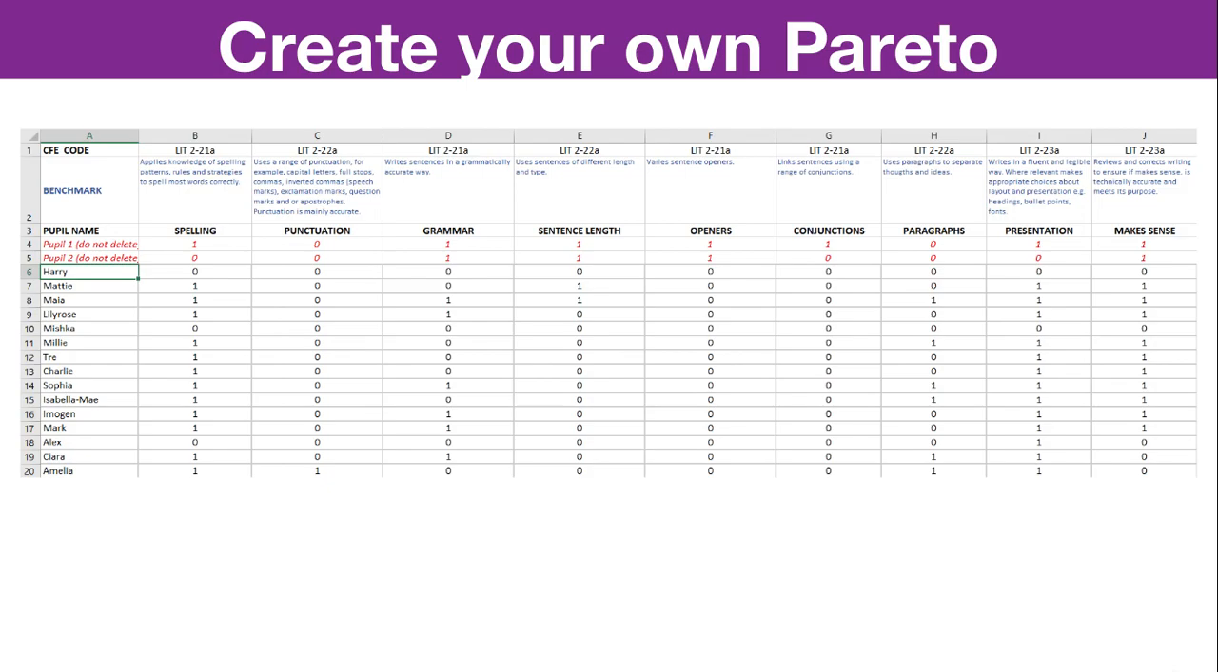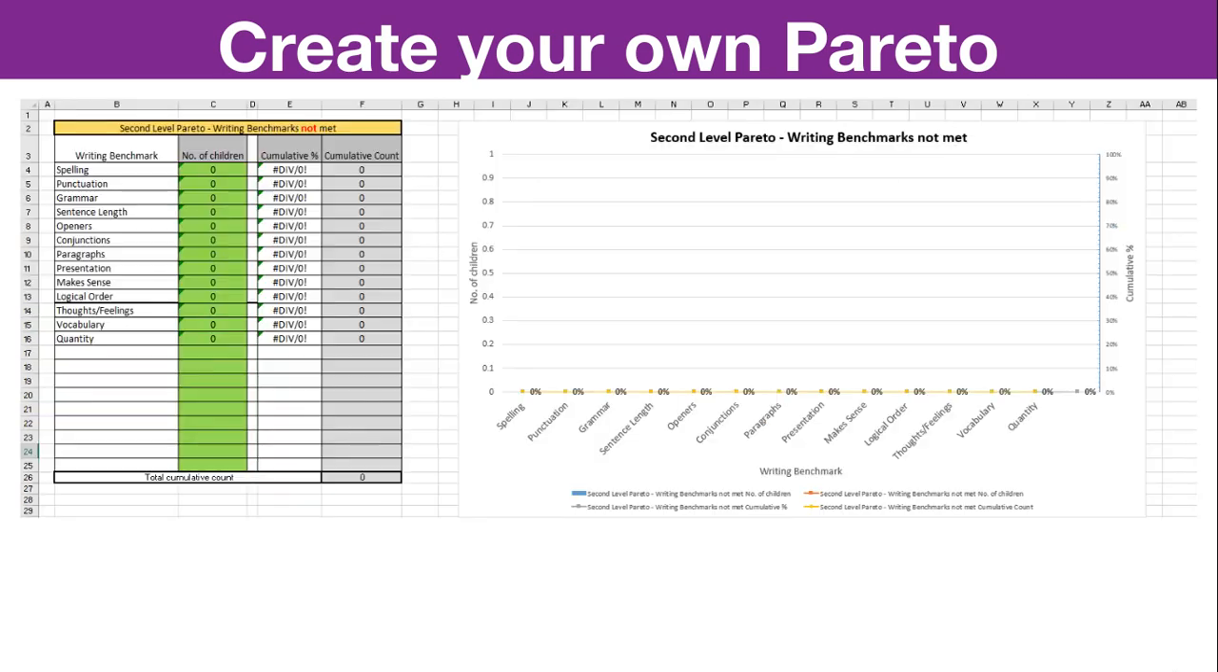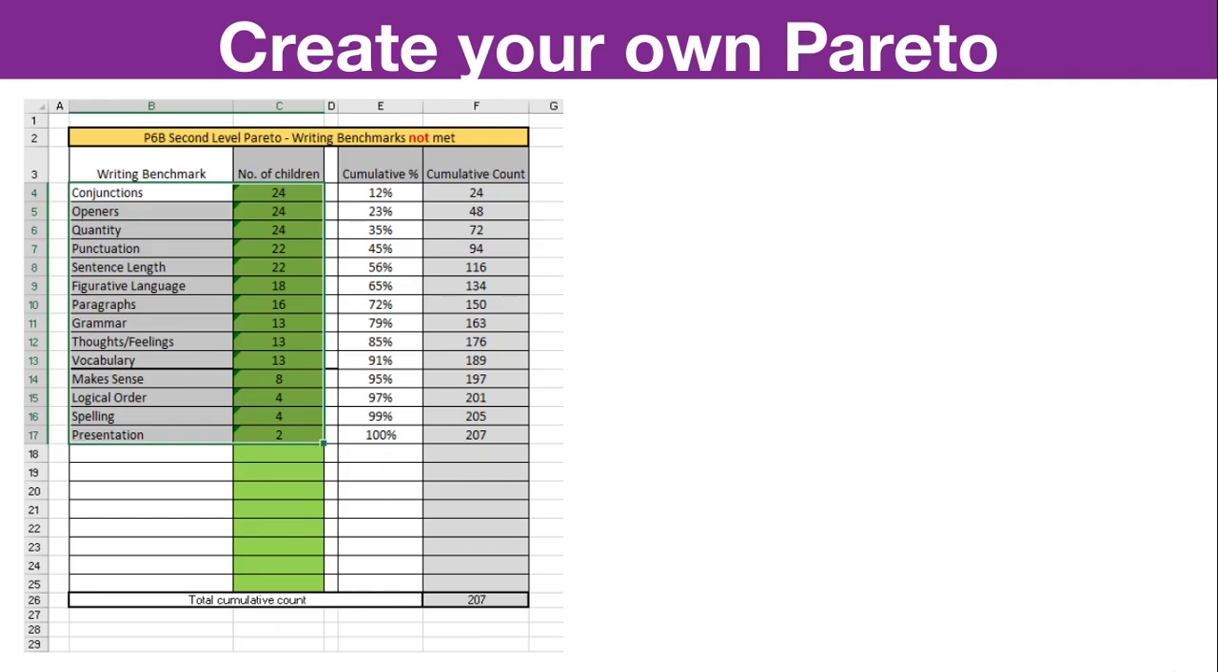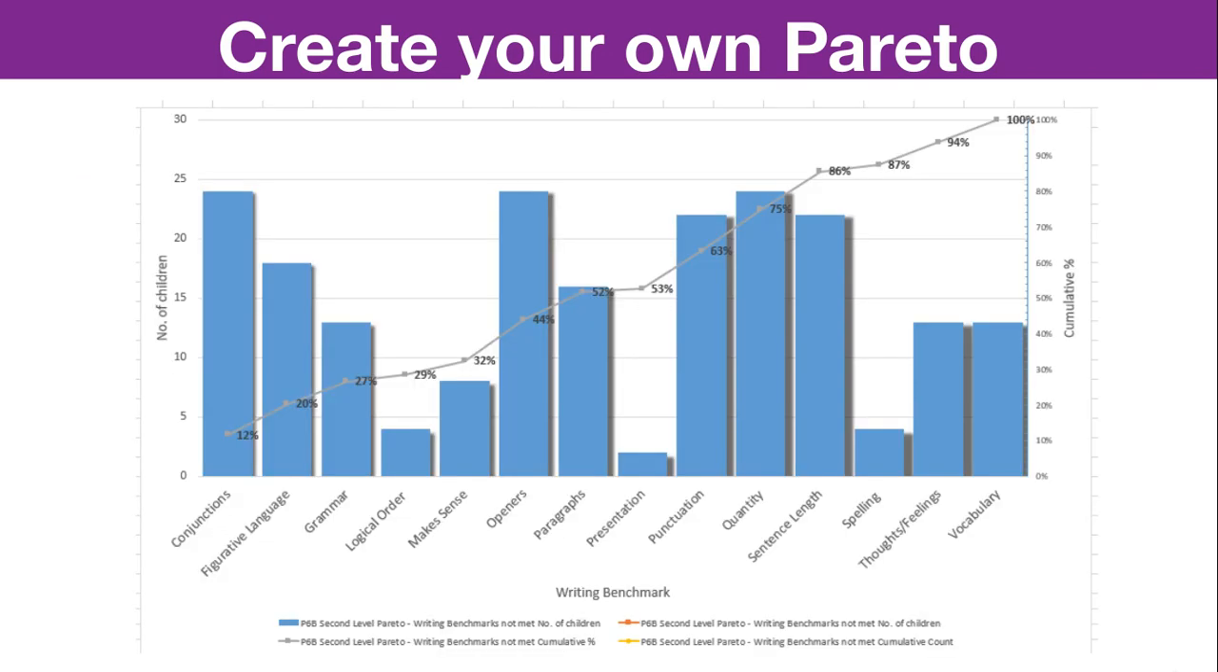Once it's complete, it will look something a little bit like this, a selection of 1s and 0s. What happens then is that the data is pulled through into these tables and charts. So it will pull it first of all through into this table and show you how many children have achieved which of those benchmarks. And that will look something a little bit like this. Once you've got this far, then you might end up with a graph on the right hand side of your page that looks like that.